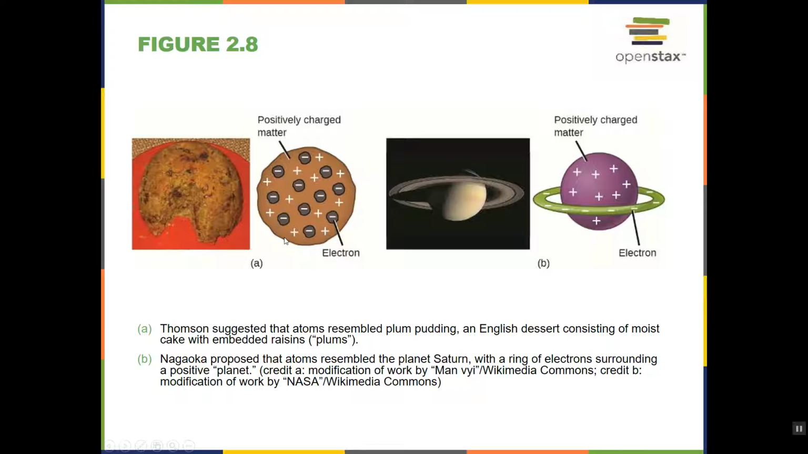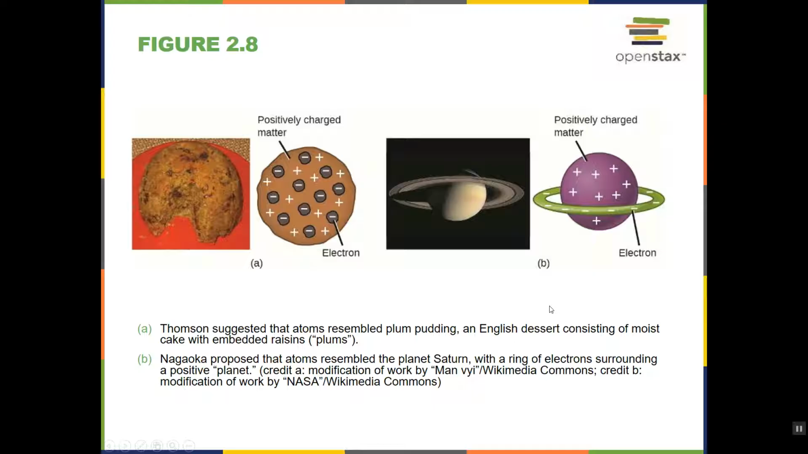So you kind of had this pool, this cookie, with all of this positive charge being the cookie dough, and the chocolate chips being these negatively charged electrons floating around in it. And so this is the model, and it was called the plum pudding model, aka chocolate chip cookie model, that Thomson came up with to explain his results from his cathode ray tube experiment.